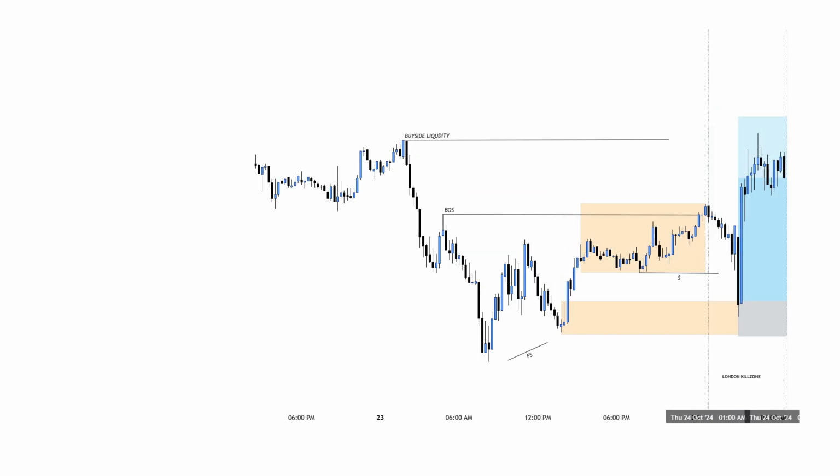Now for our next example, we have another London kill zone example. As you can see right here, we have 2 New York kill zone and 2 London kill zone examples for any traders that trade those sessions. As you can see right here, price gave us this beautiful market maker buy model.